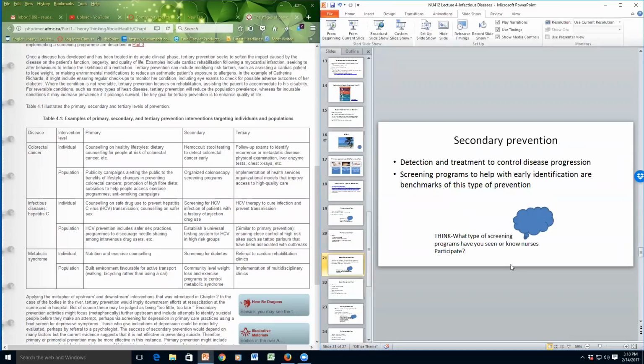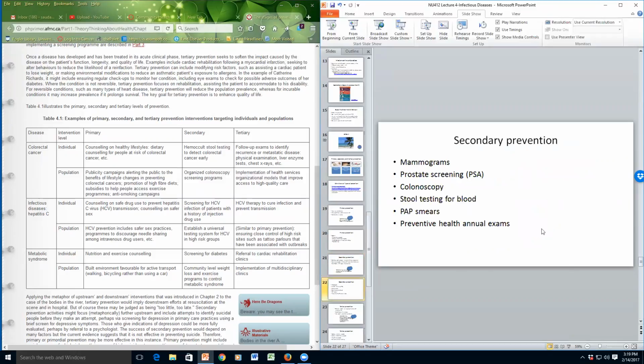At the secondary prevention level, we want to detect and treat to control the disease from progressing or getting worse. Screening programs are the benchmark of this type of prevention. When we think of secondary prevention, we might think of all of these types of screenings: a mammogram, a PSA, a colonoscopy, stool testing for blood, pap smears, and preventative health exams. Again, you may have illness or disease. Our whole focus is on preventing them from occurring or getting worse.